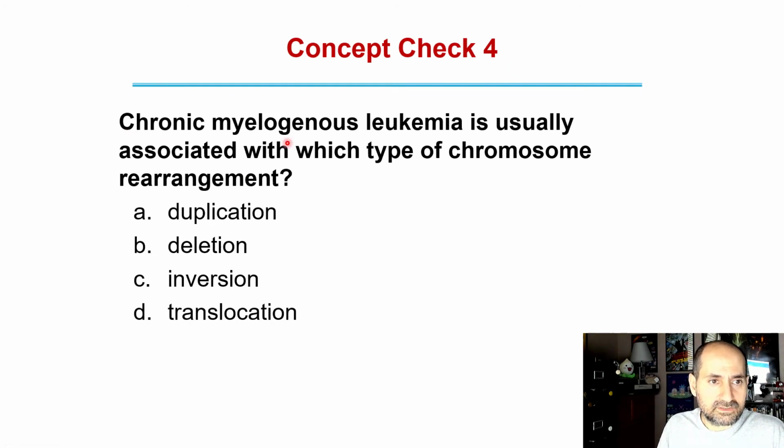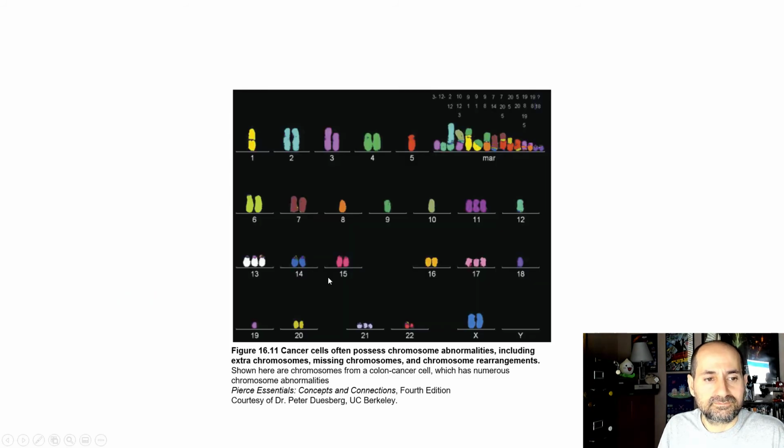Chronic myelogenous leukemia is usually associated with which type of chromosome rearrangement? Wasn't it a translocation? A translocation. And look here. Remember I said cancer cells are often aneuploid? Cancer cells often possess chromosome abnormalities, including extra chromosomes, missing chromosomes, and chromosome rearrangements.